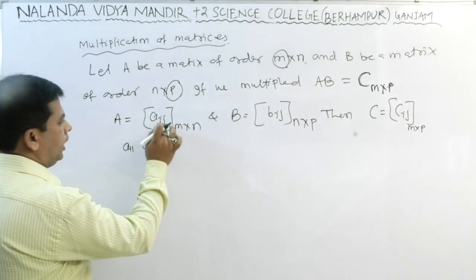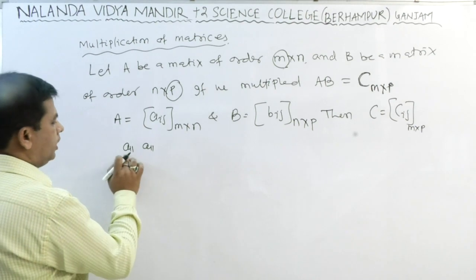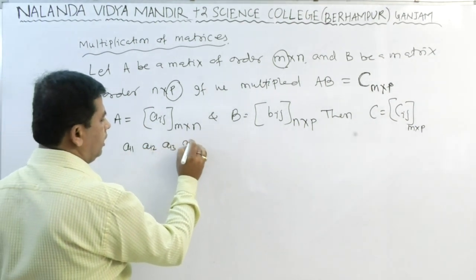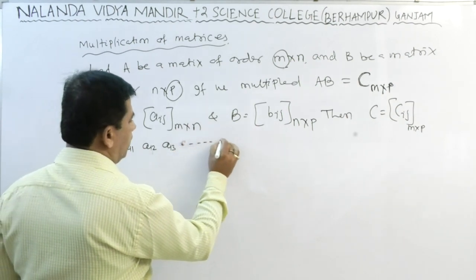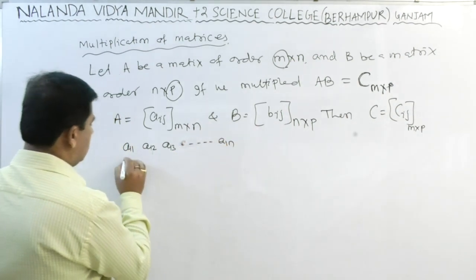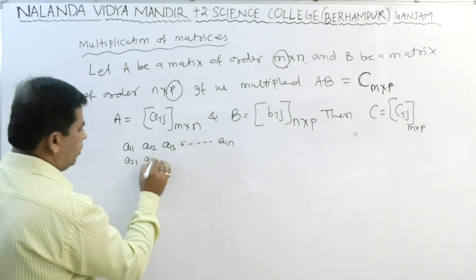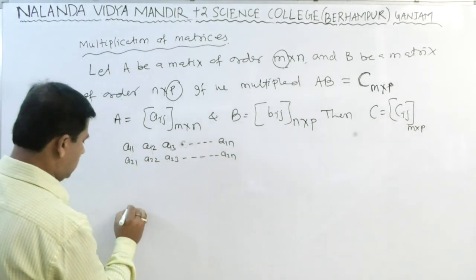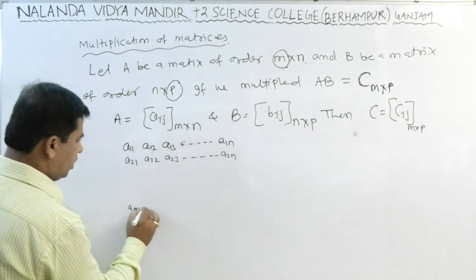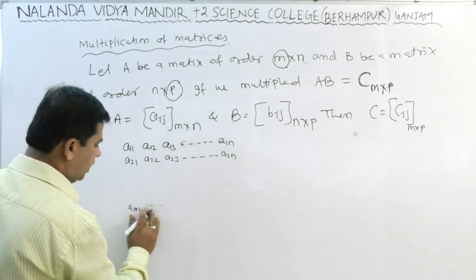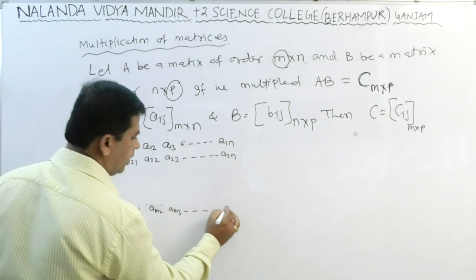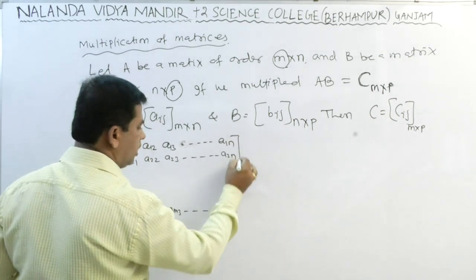That is, A, written as Aij of order m cross n, is A11, A12, A13, up to A1n, then A21, A22, A23, up to A2n. Similarly, Am1, Am2, Am3, up to Amn. This is our matrix A.